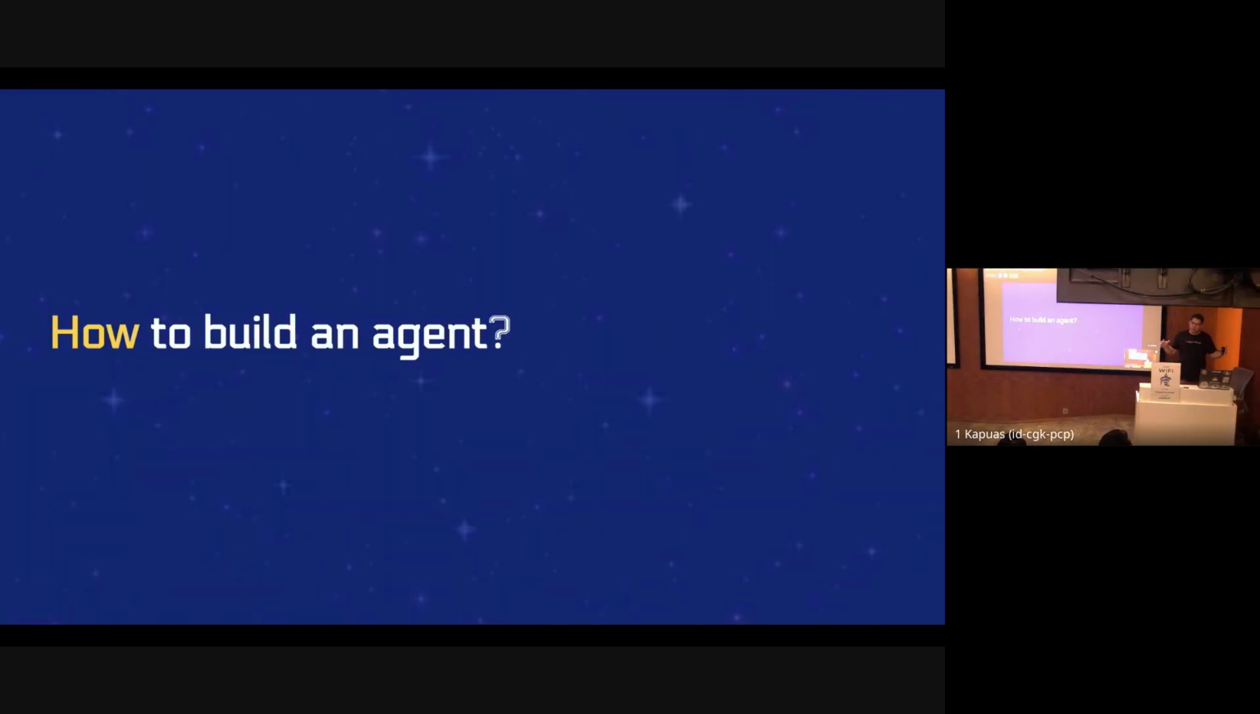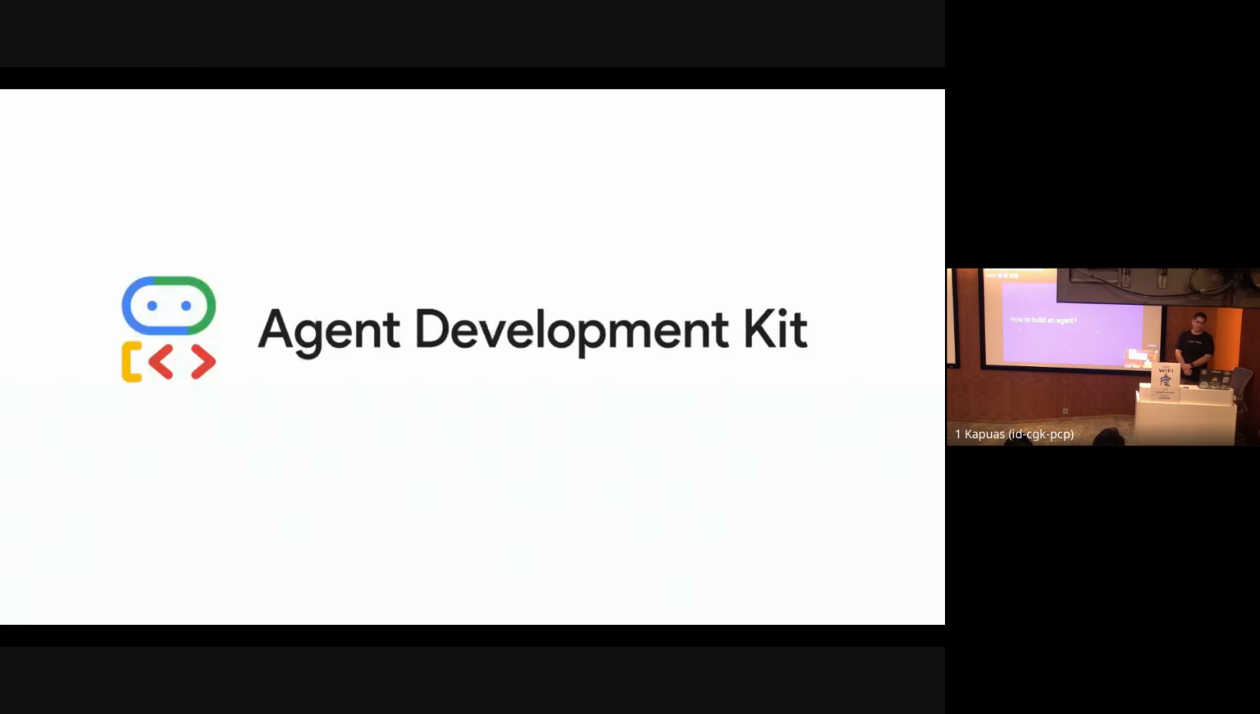So now that you know what an agent is and what it consists of, you've got to think about, well, how do we go about building an agent? Now, to help you build and deploy agents seamlessly on our platform, Google has built the Agent Development Kit, or ADK. I'll refer to it as ADK from now on. It's an open source framework for building and deploying agents.